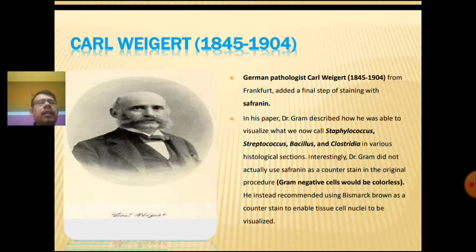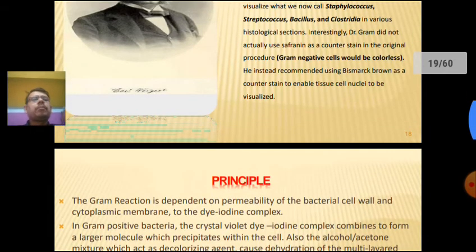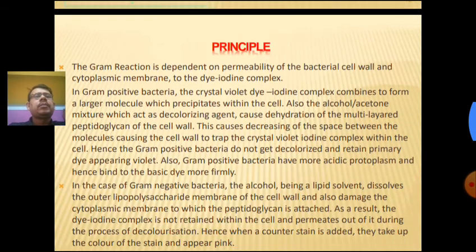Then another dye, safranin, was used. So gram negative bacteria can be identified by adding the safranin. This is the modification by the addition of this dye. The basic staining procedure: the gram reaction depends on the permeability of the bacterial cell wall. Actually, it depends on the cell wall structure, which is basically composed of peptidoglycan.